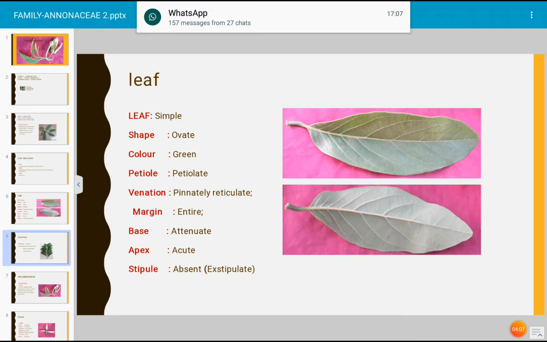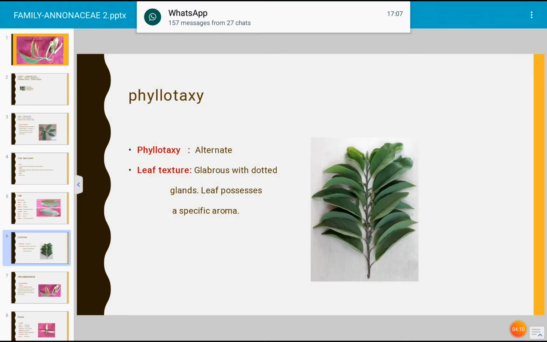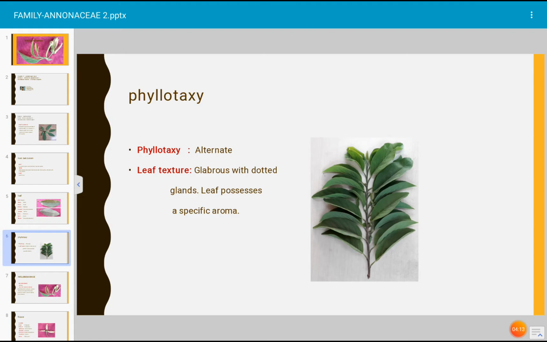Okay. Next. Phyllotaxy. What is phyllotaxy? The arrangement of the leaves on the branches of the plant is called phyllotaxy. How is the phyllotaxy in Annona squamosa? See in the photograph, alternate phyllotaxy is there. How is the leaf texture? The leaf of Annona has small dot-like structures. If you observe keenly, you can see the dotted glands, and these glands contain an aromatic substance. Therefore, the leaf of Annona squamosa possesses a specific aroma.